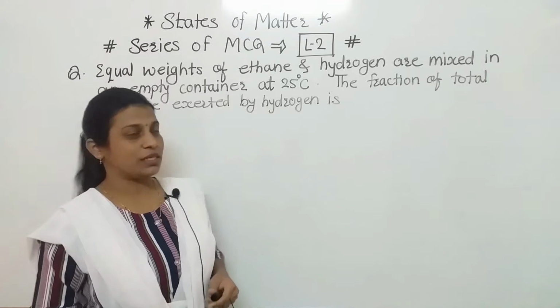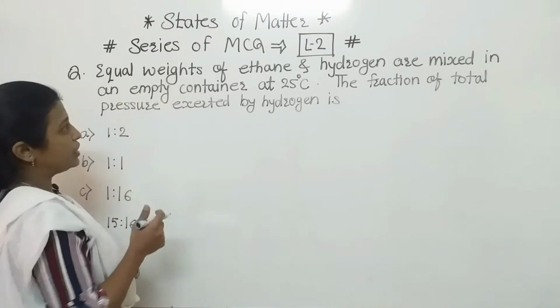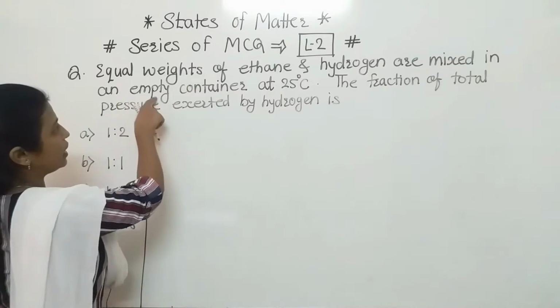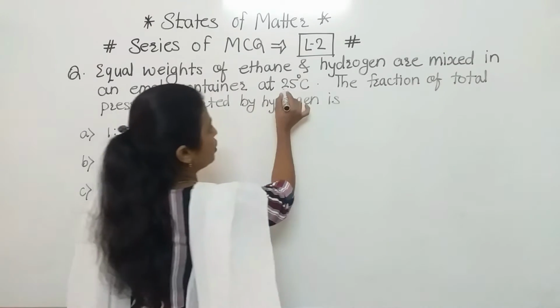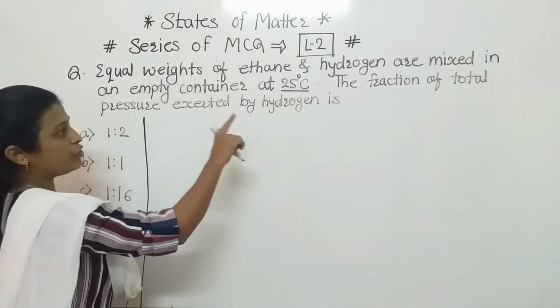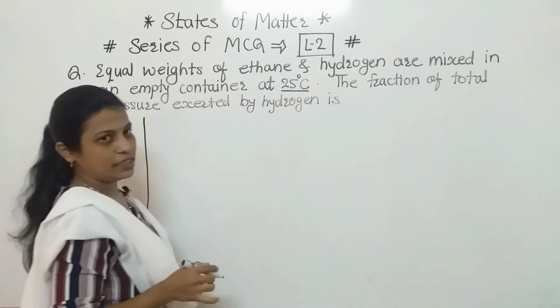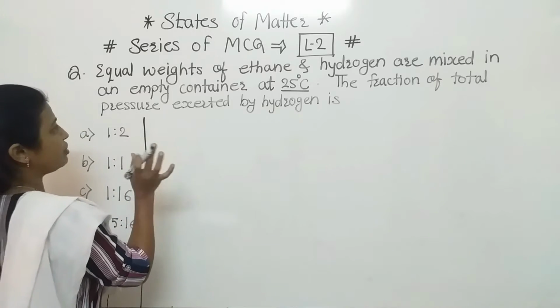What is the problem here? Equal weights of ethane and hydrogen are mixed in an empty container at 25 degrees Celsius. The fraction of total pressure exerted by hydrogen is... Clear to everyone? So what is given here?